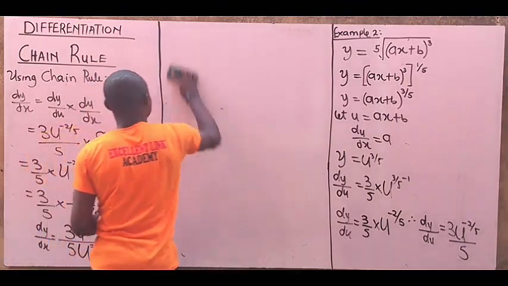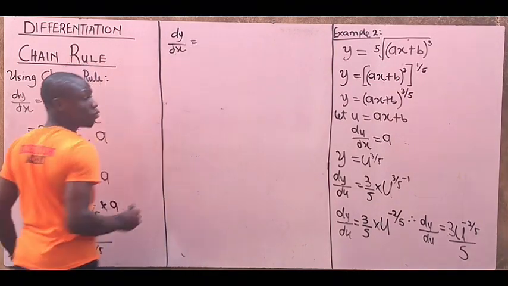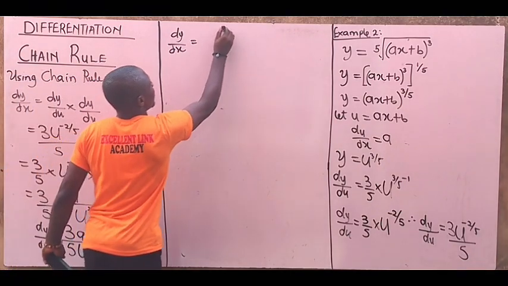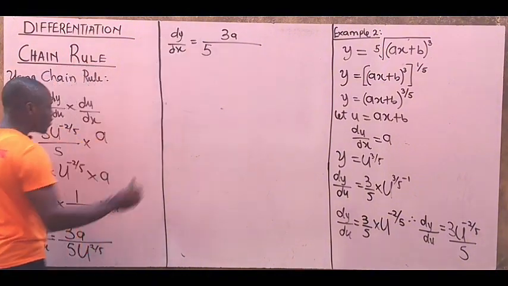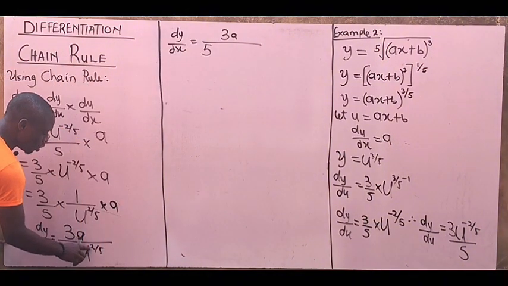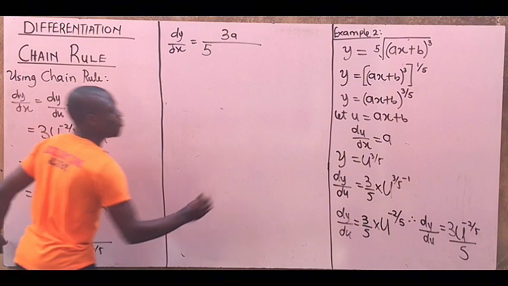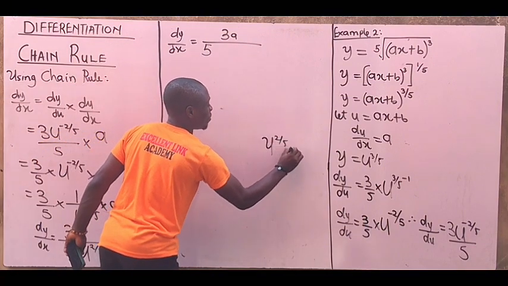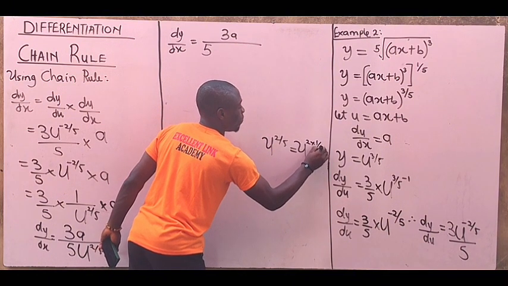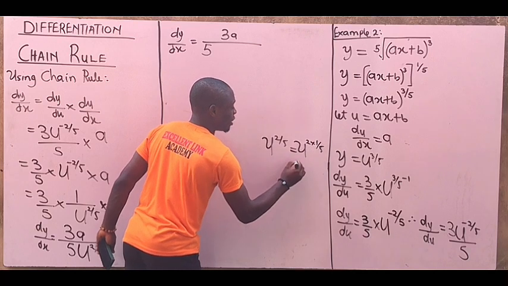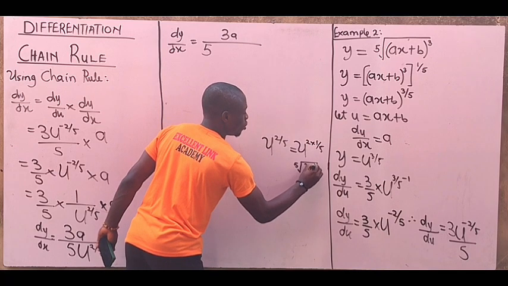If I simplify this, I'll have that dy over dx is equal to 3a all over 5. Now observe that I'm having u raised to the power 2 over 5. I can pull out 1 over 5 here. This can be written as u raised to the power 2 times 1 over 5. Of course, we said 1 over 5 can be written as the 5th root, so I have u to the power 2 under the 5th root.